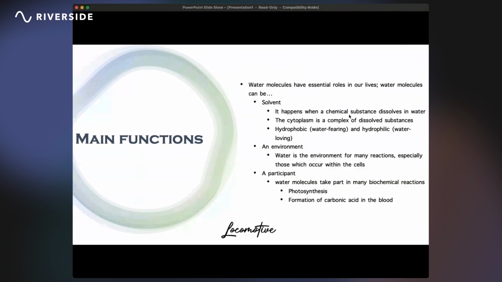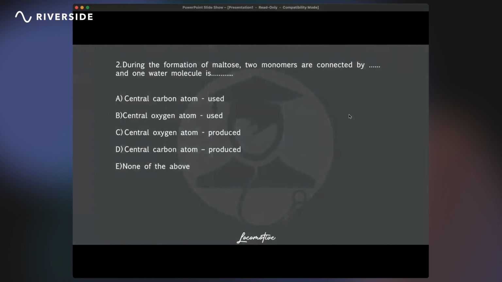So let's go and discuss the second question. It's about the formation of one disaccharide molecule from two monomers. During the formation of maltose, two monomers are connected by a central oxygen atom and one water molecule is produced. C.